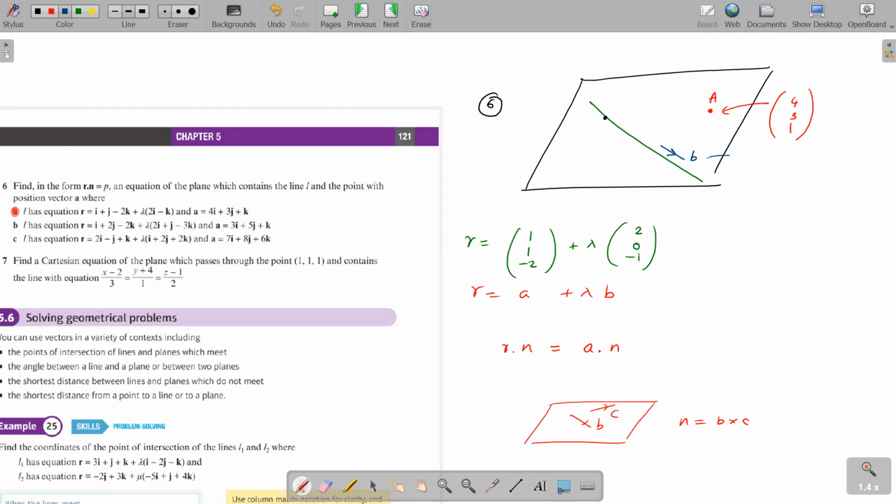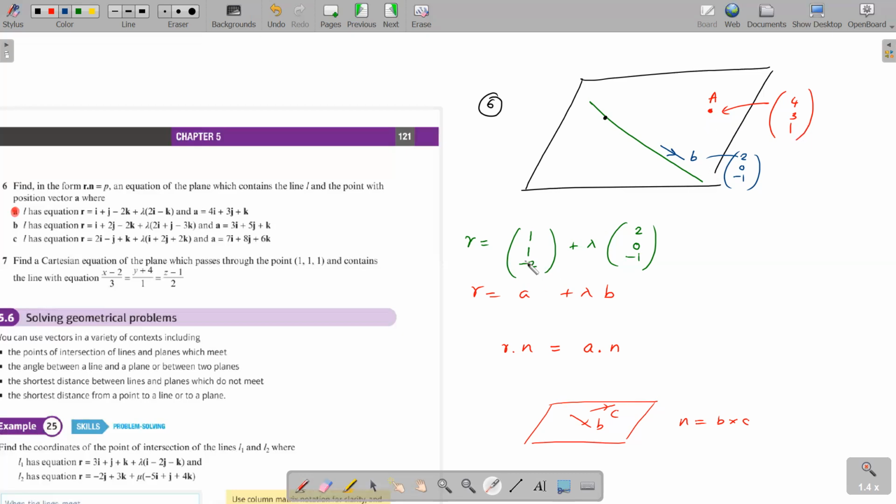So this b, (2, 0, minus 1), is actually a direction vector of your plane. I mean, the direction of the line, because it lies on the plane, becomes the direction of the plane as well. So I need another direction vector. So how do I get that other one? They have given me a position vector here on the plane, 4, 3, 1.